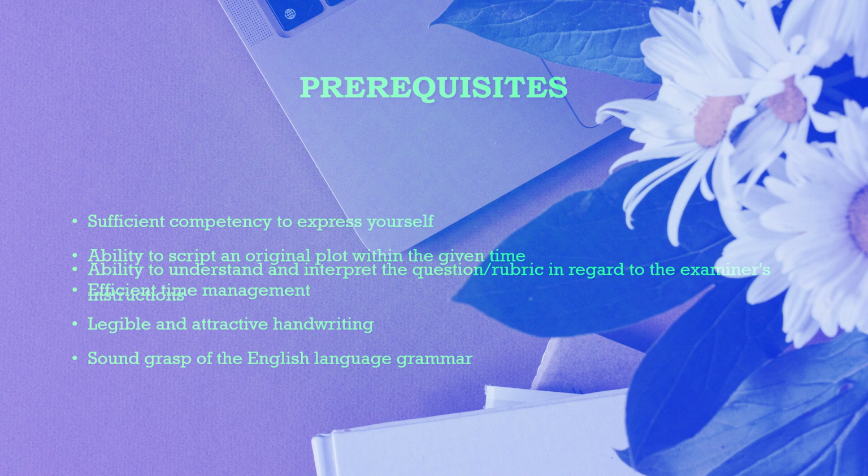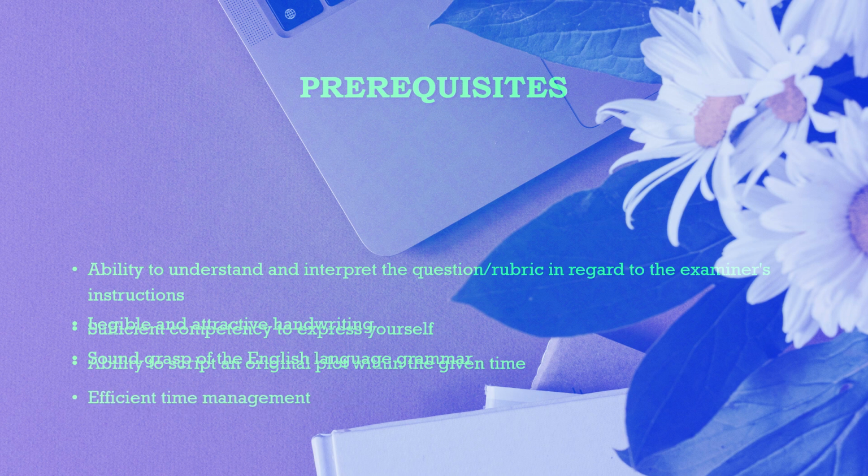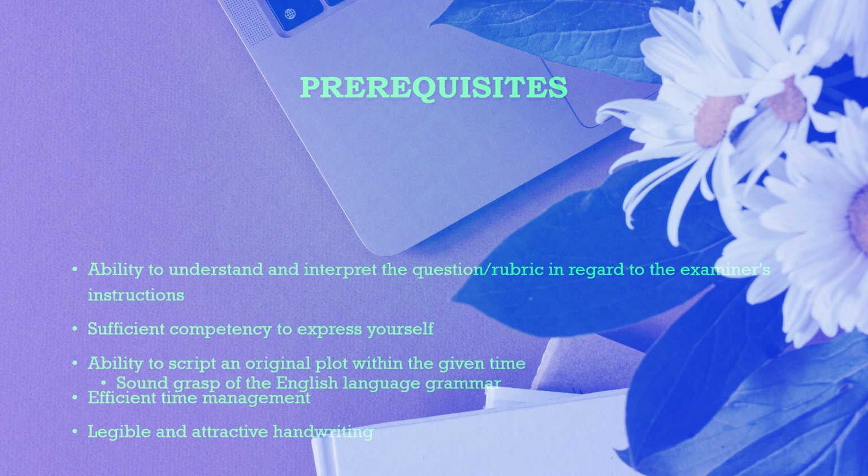So just a recap of what we've just talked about. We have said you must have the ability to understand and interpret the rubric. Then you must have sufficient competence to express yourself. We have also said that you must be able to write an original script. You must have the ability to understand and interpret the questions through the rubric in regard to the examiner's instructions. And of course, efficient time management. And finally, the legible handwriting. It must be attractive so that at least someone can get interested to read your work. And lastly, we talked about sound grasp of the English language grammar.